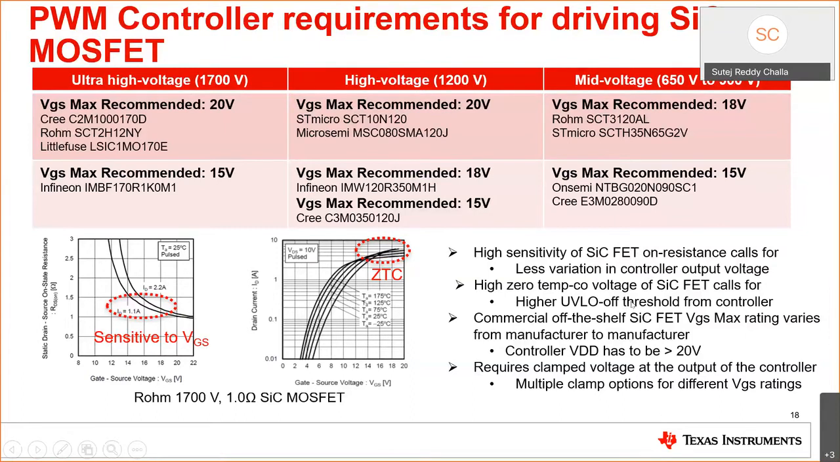And the second requirement comes from the high zero temperature coefficient of the silicon carbide FET. This is an intrinsic property of the silicon carbide FET. If you see here, I'm showing the drain current versus VGS characteristics of a ROHM MOSFET, where you can see the zero temperature coefficient hovering around between 14 to 16 volt. This zero temperature coefficient is very important while driving the silicon carbide MOSFET.